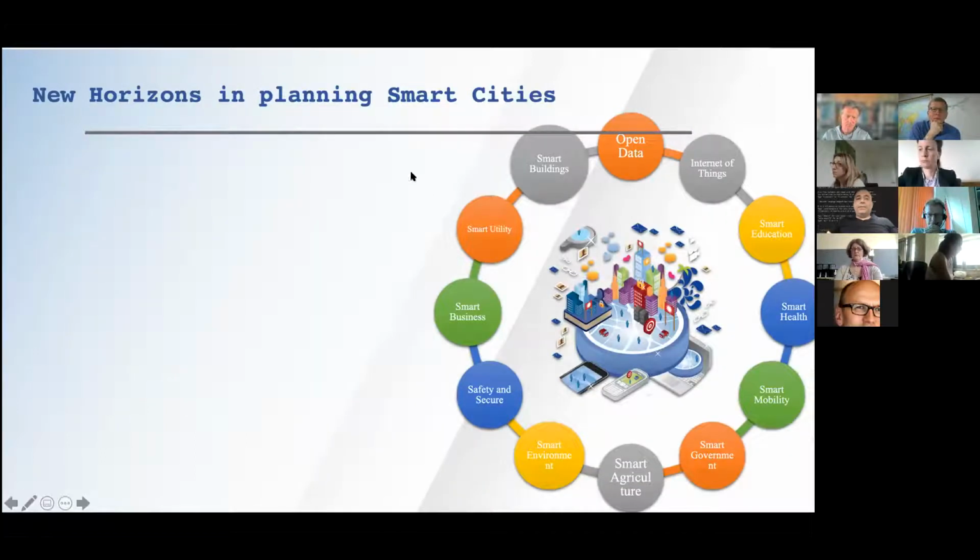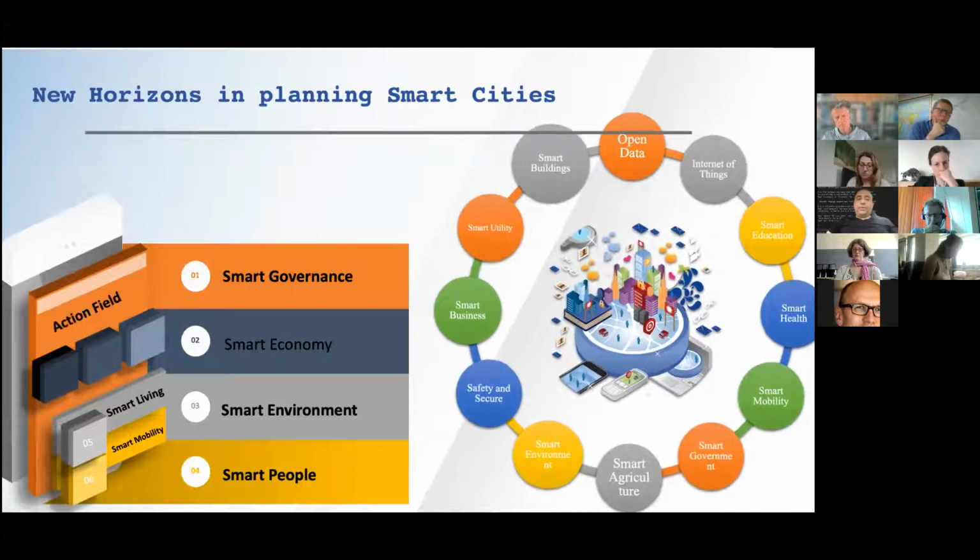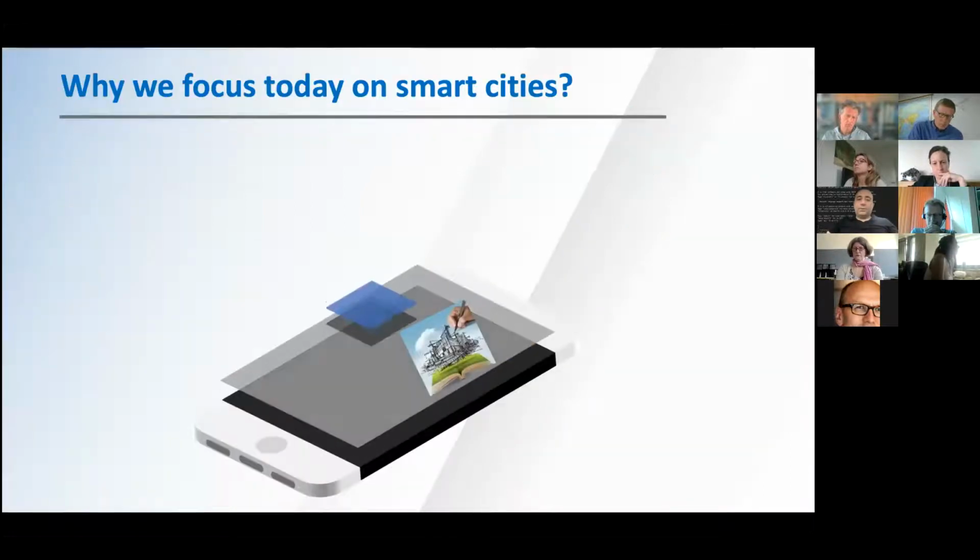So there are many aspects or horizons for smart cities. Some of them, like the Internet of Things, we still need to develop, but it can make many applications smart, like business, agriculture, environment, governance, and so on. So we have here, as we discussed, smart mobility and smart people. It's the main component that we would implement in smart cities.